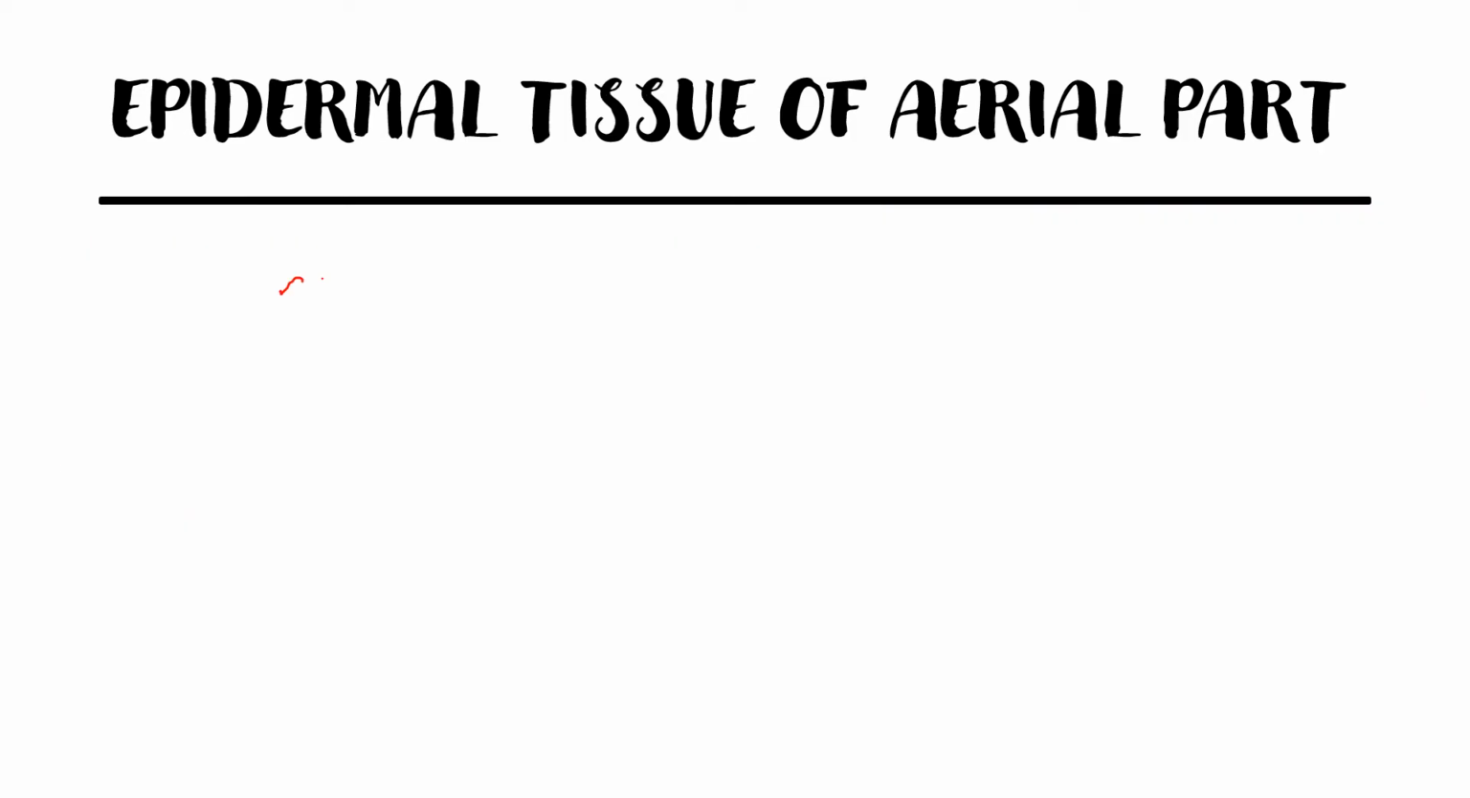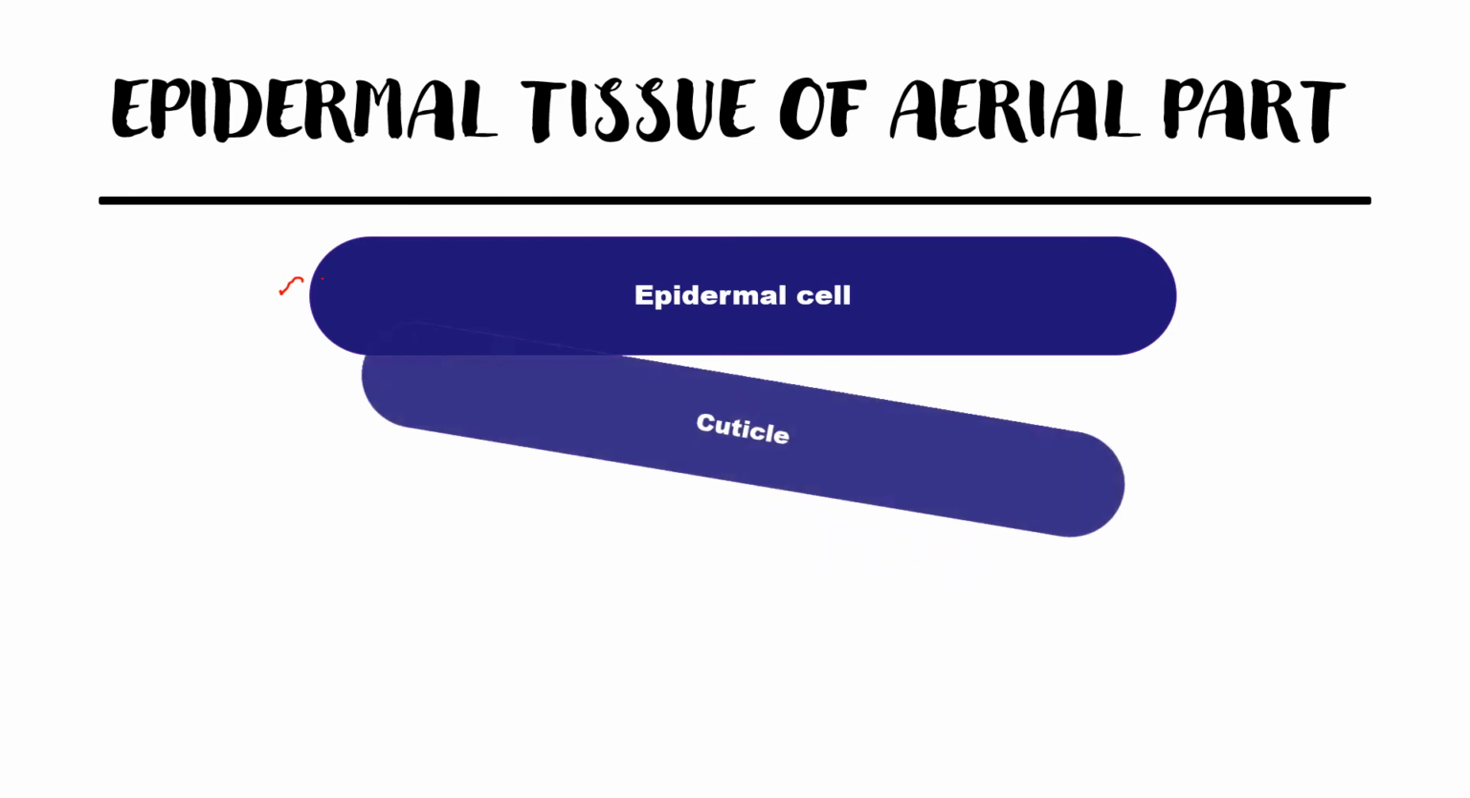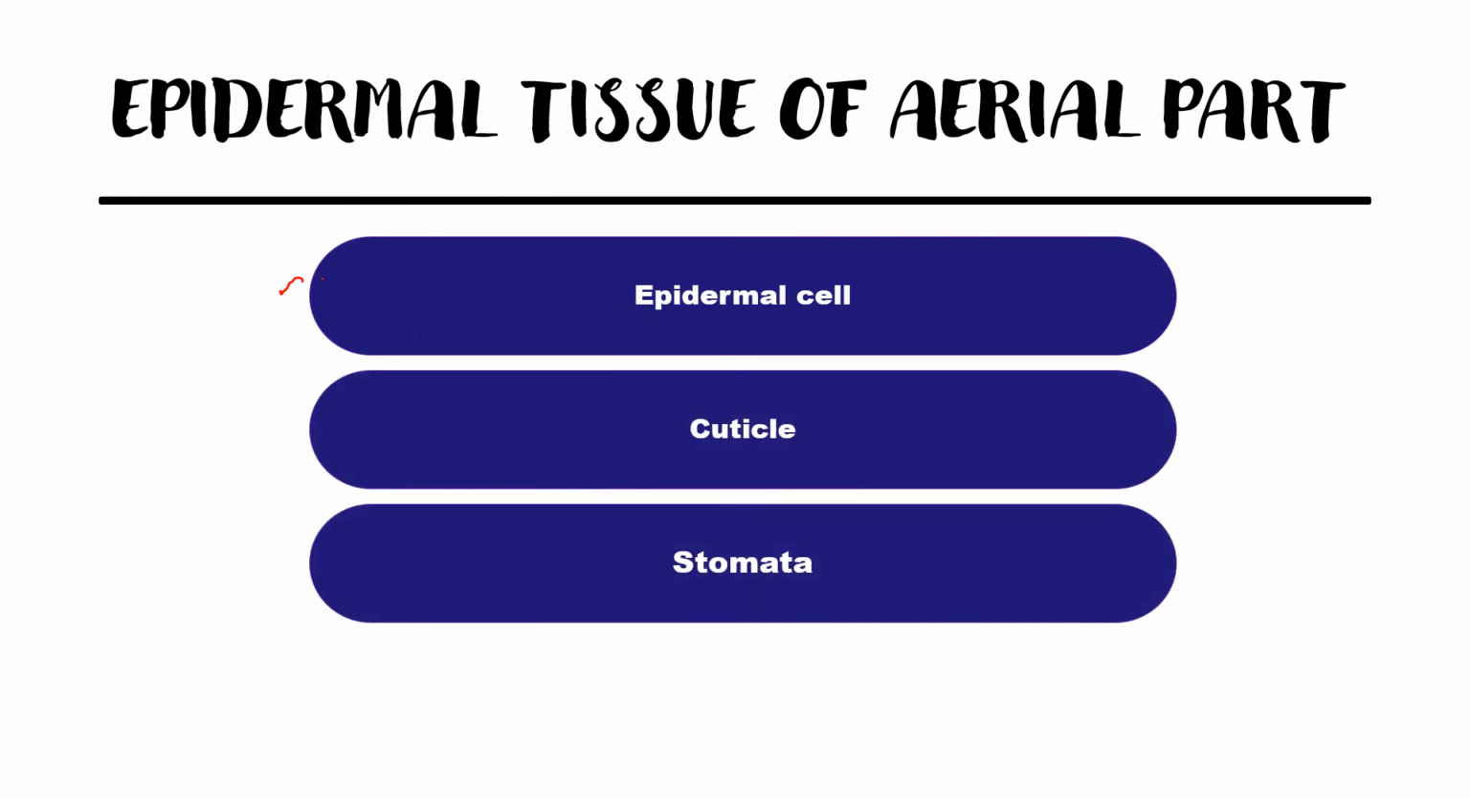Epidermal tissue of aerial part, that is stem and leaf, is different from root epidermis. So let us discuss about the epidermal tissue system of stem and leaf. In the later part of the video, we'll discuss about root epidermis.